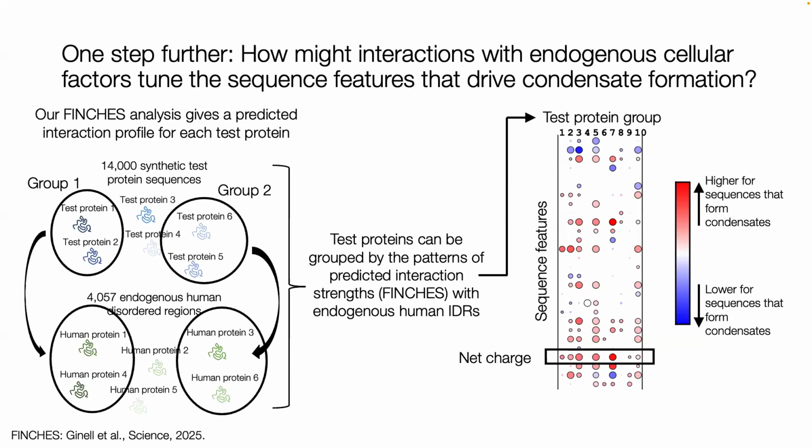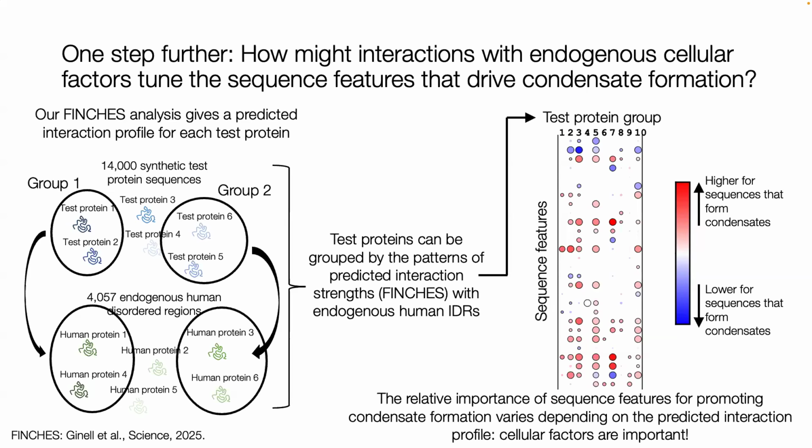Net charge, we don't see the opposite effects. We see that it's always either higher net positive charge for sequences that form condensates or no effect at all. But what we do see is that you don't always need higher net charge to drive condensate formation. There are some groups where there's very little difference in net charge between the sequences that form versus don't form condensates. And in other cases, it's completely unimportant altogether.